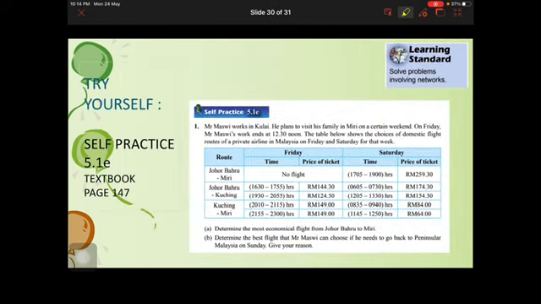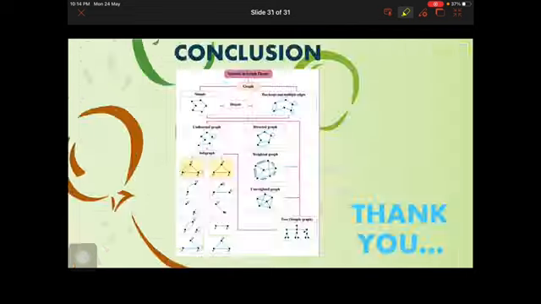Now the last self practice to be done from your textbook, page 147. Do it in your exercise book, and again please mark your answer after you do, and do correction if there is anything incorrect, or you can ask us if there is any problem.